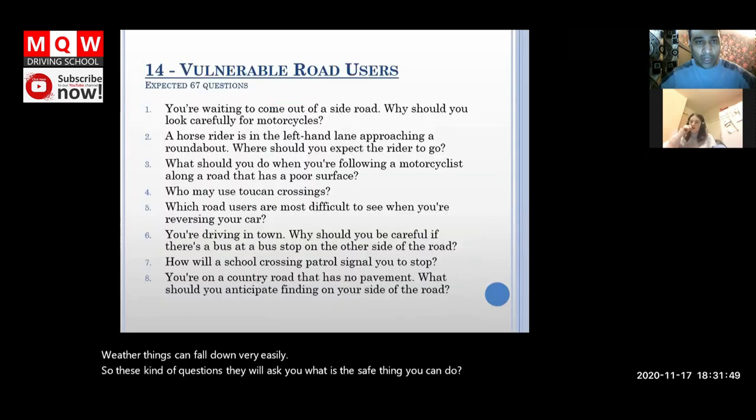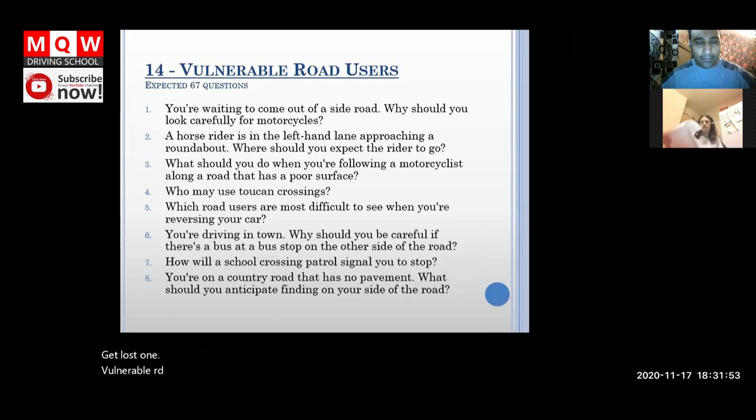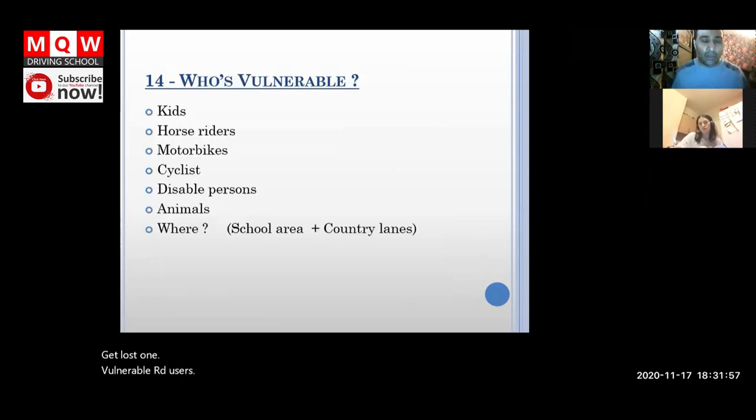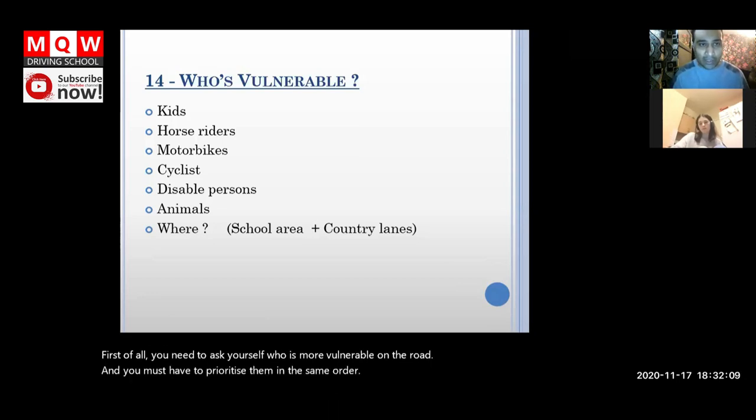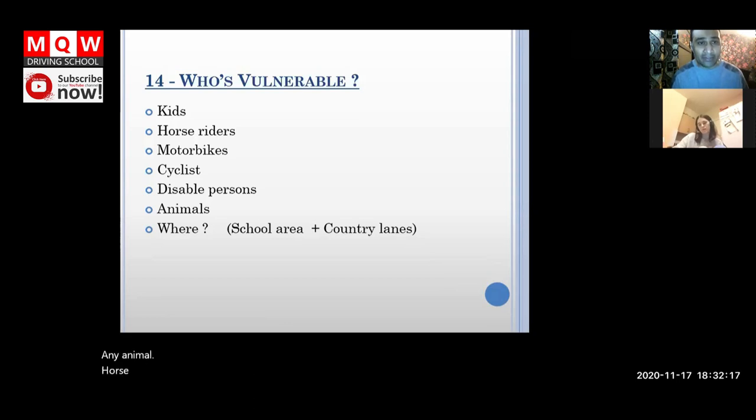Okay, last one. Vulnerable road users. In this one, first of all, you need to ask yourself who is more vulnerable on the road, and you must prioritize them in the same order. The first one is kids, then any animal, horse riders, motorbike, cyclist, disabled person. You can see foxes, deer, dog, cat, pigeon, duck, any animal on the road, certainly from any place. And where you normally see these kinds of vulnerable people: for example, you can see kids outside the school area, and you can see horse riders in the country lanes.